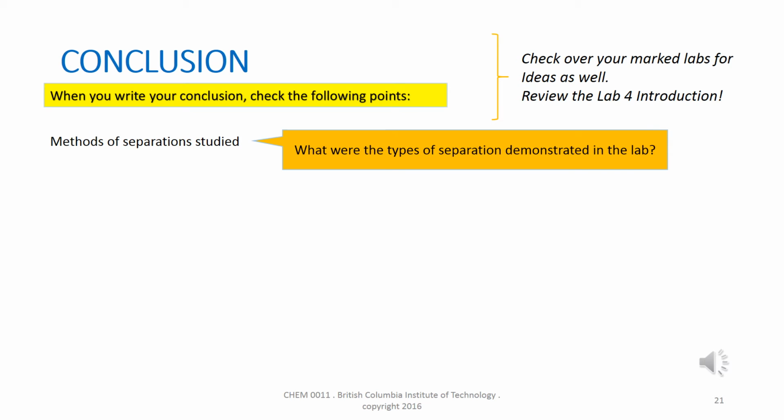Before you write the conclusion, check your marked labs for ideas as well. Review the Lab 4 introduction. Many of the points to include in the conclusion have been covered in this video. When you begin to write the conclusion, please address the following points. What were the types of separation demonstrated in the lab?